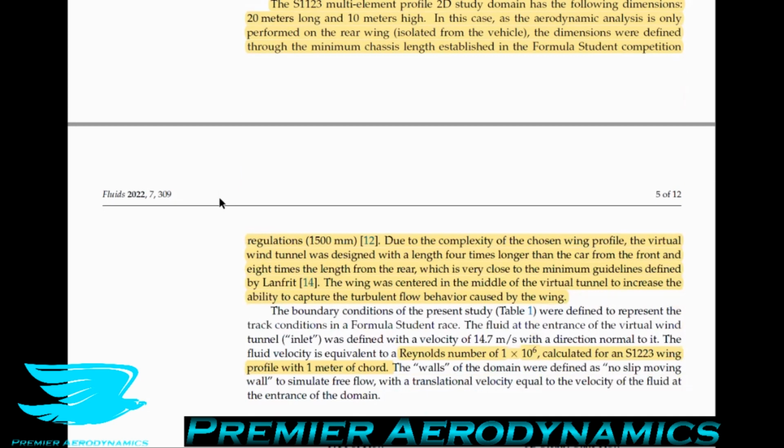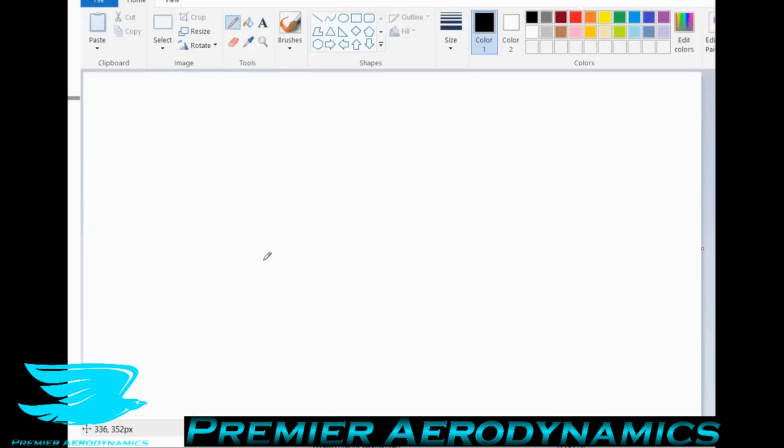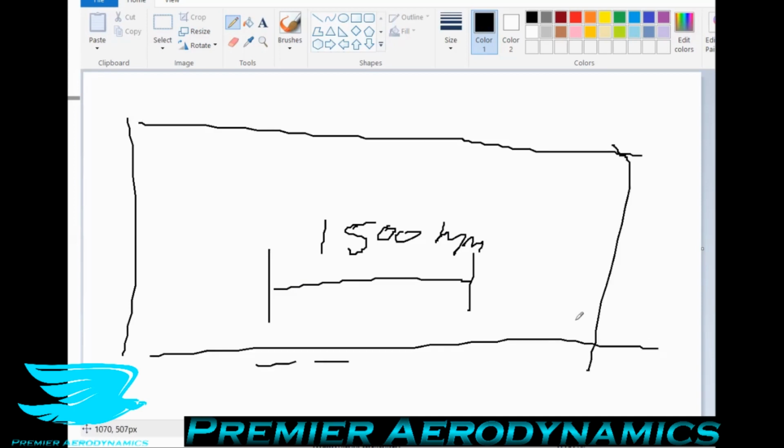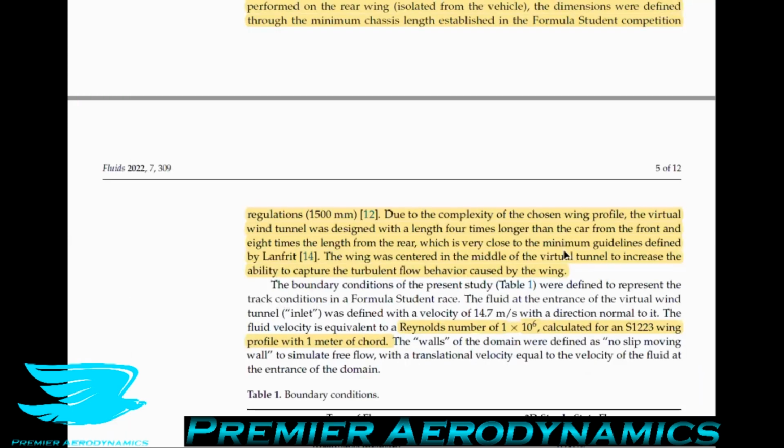Due to the complexity of the chosen wing profile, actually, I should probably revisit this. So they said that the minimum chassis length of a vehicle in Formula Student is 1,500 millimeters. So based on that size, you can now make a domain for your CFD and place your vehicle a certain distance in there, and you can just use regular rules of thumb to say, okay, well, the distance between the inlet to the front of the car should be, I think it's 4 times the length of the car, and then the distance between the rear of the car and the outlet should be, I think it's 6 times the length minimum. This is the rule of thumb. And then you have different heights as well. Like, so the top of the domain should be a certain height from the car, etc. So you can just use these general regulations to help define your box.